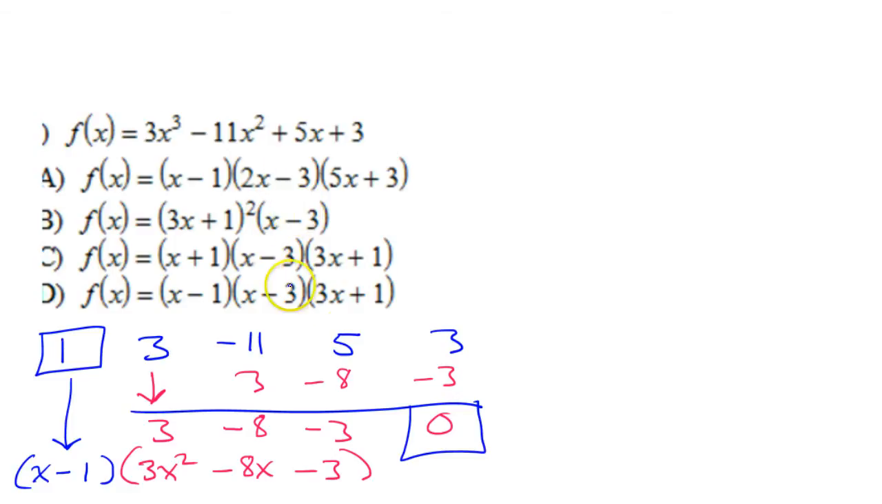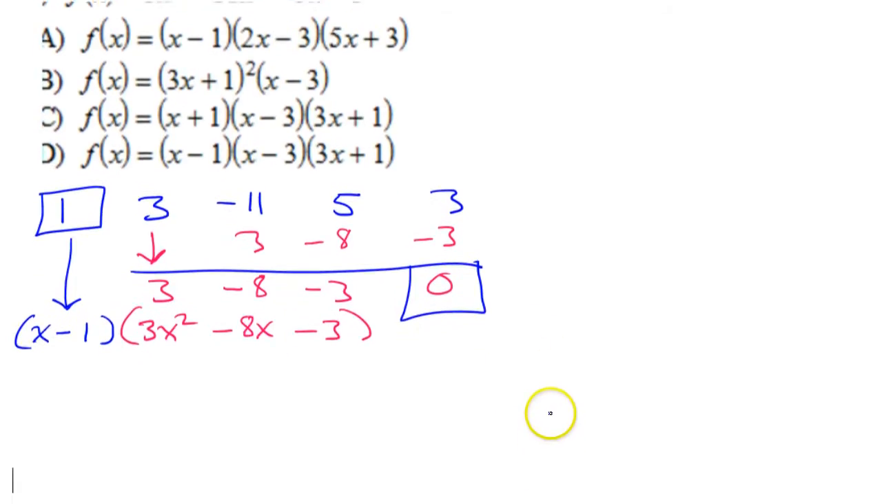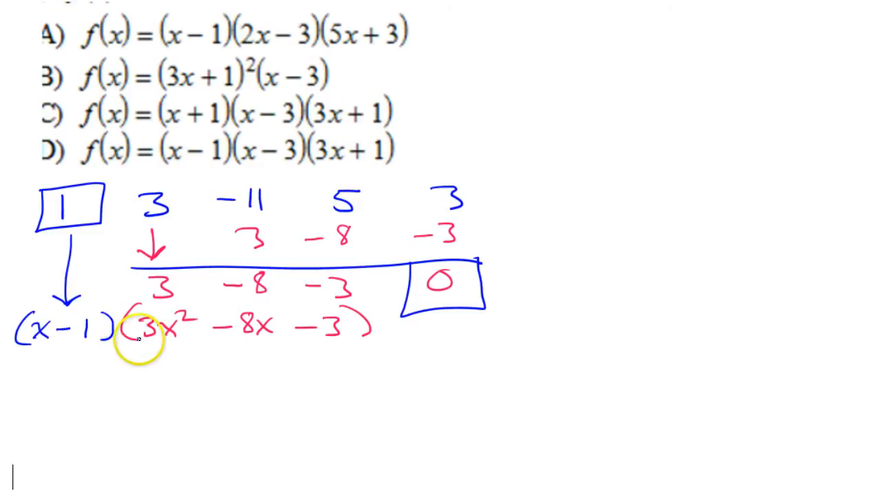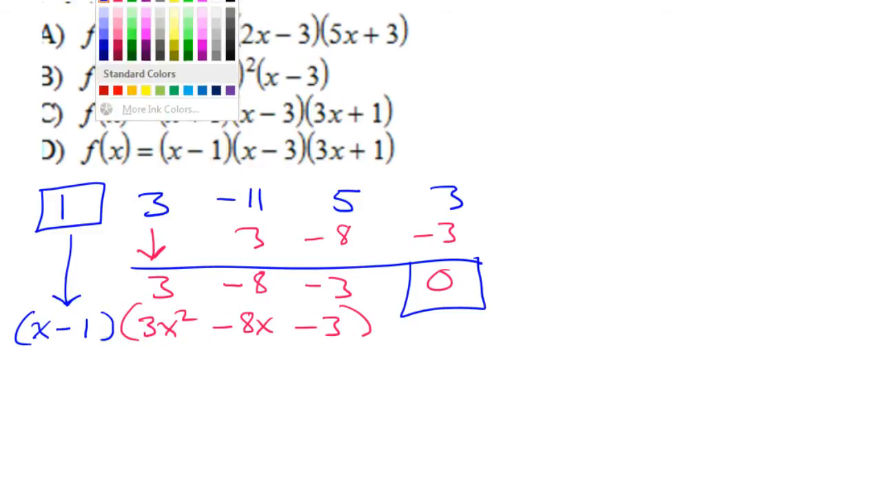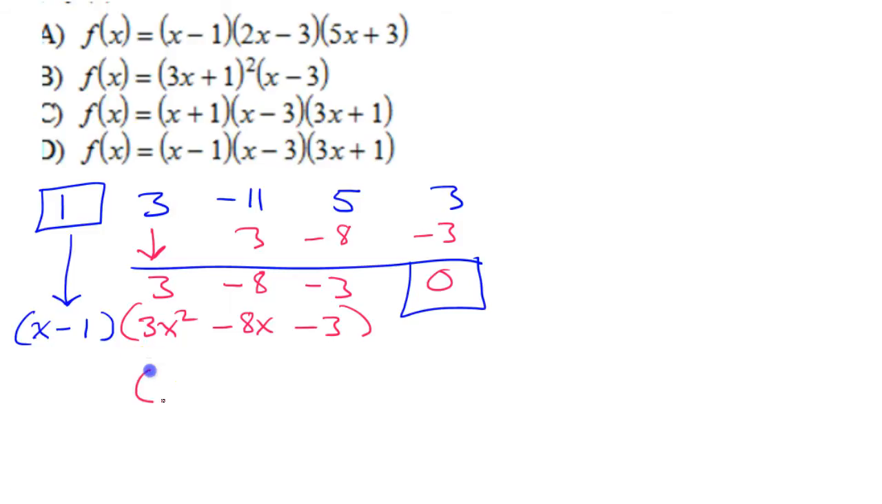Now at a glance, I'm not seeing the trinomial factor here. That means this trinomial must factor more. So let's keep going and see how to factor this trinomial further. Okay, so let's go ahead and factor this as a binomial times a binomial.